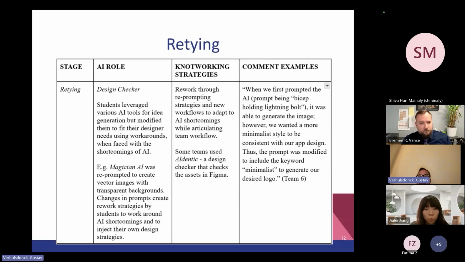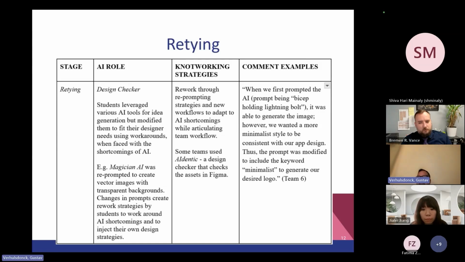Another thing we thought was very interesting, next to these re-prompting strategies, is that some students negotiated their own local AI ethics, where they said, okay, we're actually not very comfortable using generative AI, but we're going to be using it towards the end, when we've already completed our work, and to have AI Identic.